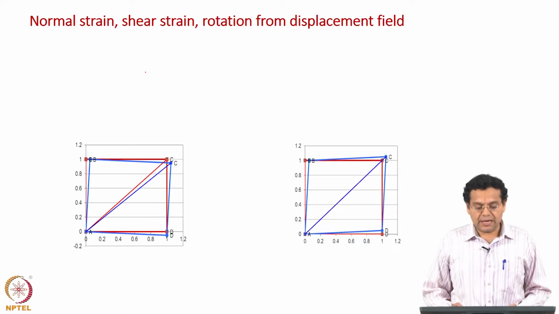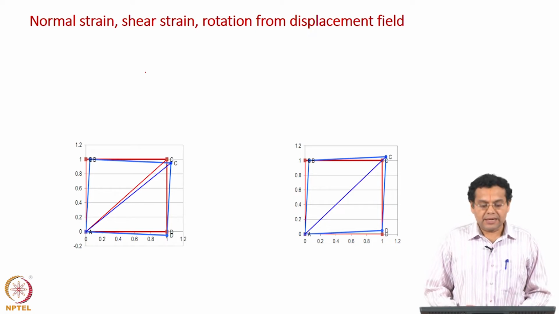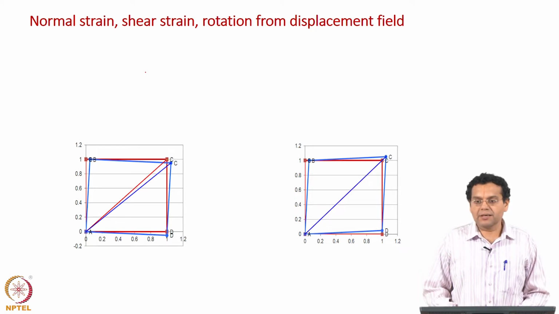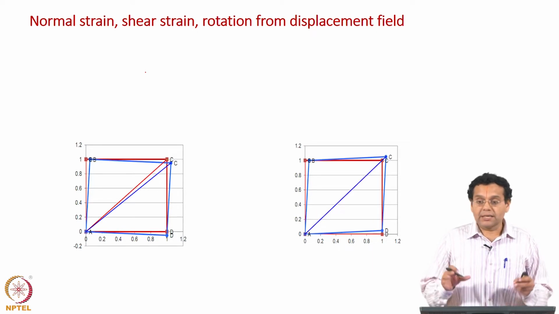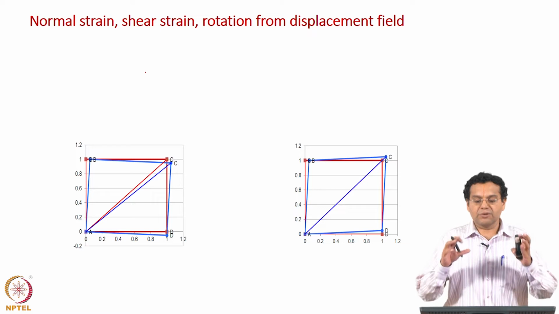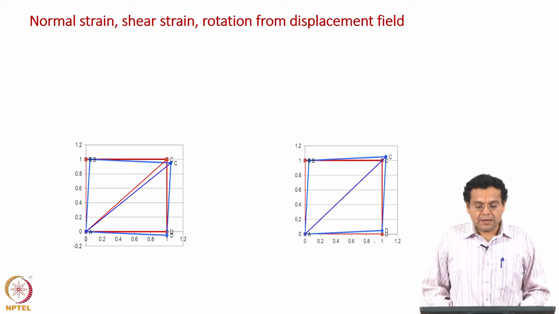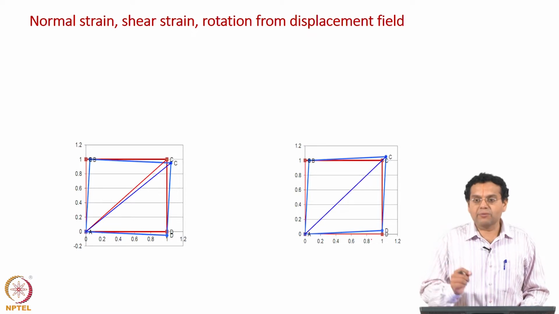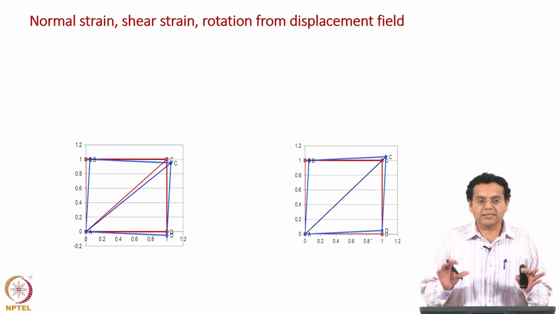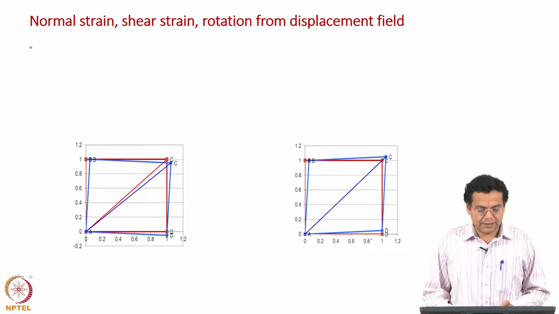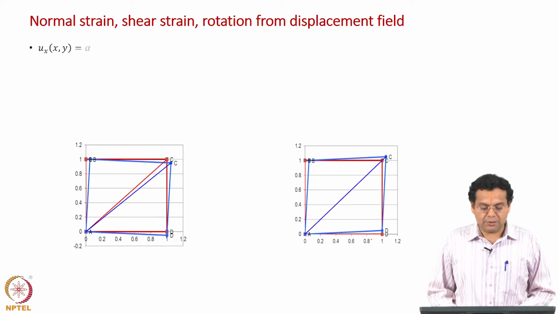Now that we have derived expressions relating the strains and the displacement field, let us go back to our earlier example, where we qualitatively demonstrated, by looking at the figure, what the strains were. Now we can quantitatively evaluate them, because all you need is the displacement field. Okay, so let us do that. Simple calculus is required.